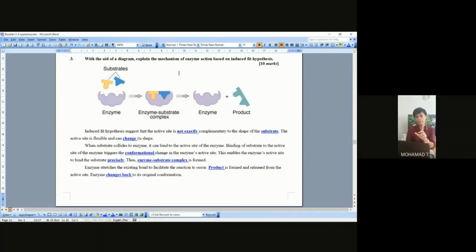Firstly, when you draw the induced-fit hypothesis, you must remember that the shape of the substrate does not change. The shape of the substrate remains. What changes is only the shape of the active site, before, during and after. Before is the original shape, and after the reaction it returns to the original shape. During the reaction, while the enzyme substrate complex is formed, the shape of the active site will exactly fit with the shape of the substrate. As you can observe in the diagram.